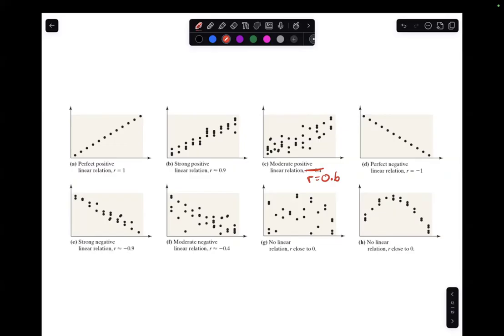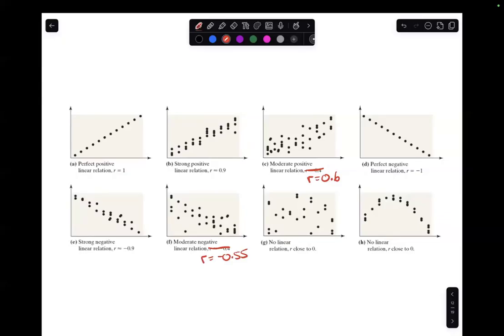Letter D is a perfect negative linear relation. It has an R value of -1. And then E is a very strong negative, so it's about -0.9. And letter F, to me, it doesn't look like 0.4. I would say that it's probably about -0.55 approximately.